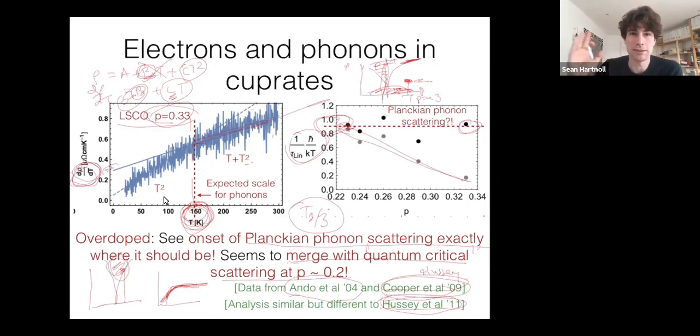Certainly away from optimal doping. Maybe at optimal doping it is, but it's really not obvious. So I'll show the plot later maybe.